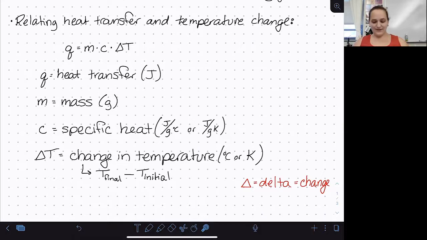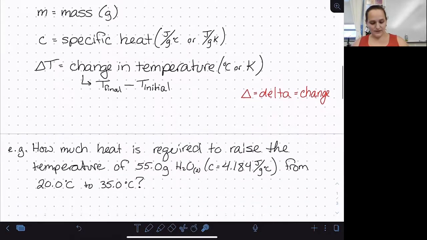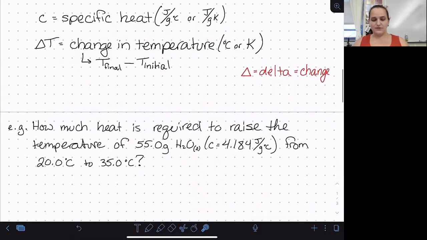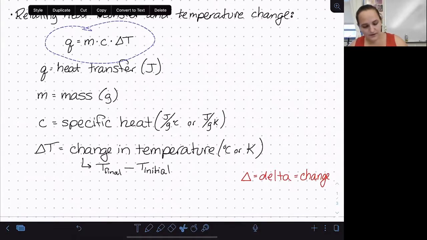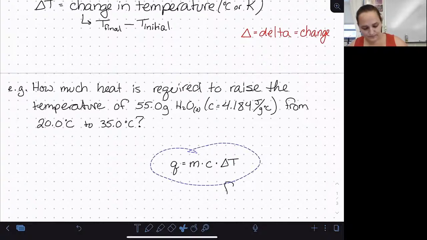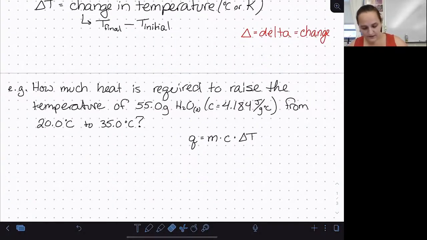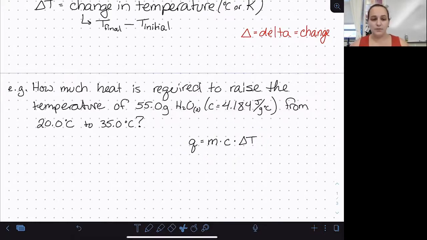So for example, we can use this to figure out how much heat is required to raise the temperature of 55 grams of water from 20 degrees Celsius to 35 degrees Celsius. We're going to be using the same relationship, and we can identify what we know and what we don't know to be able to solve this problem.